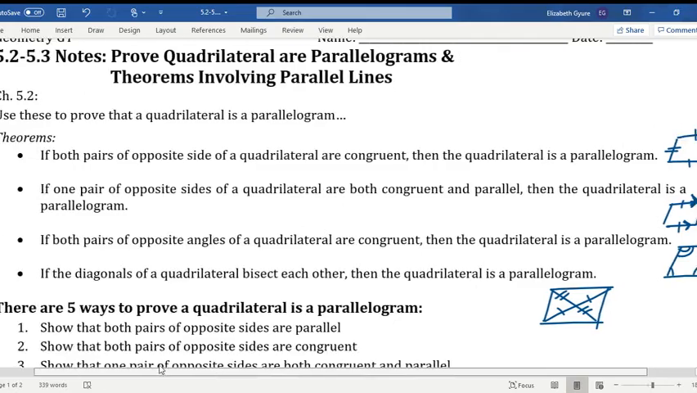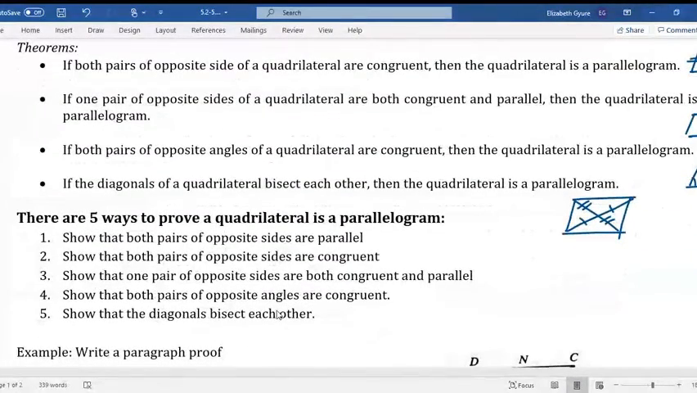Okay, so what I have here, just rephrasing that for you, are the 5 different ways to prove a quadrilateral is a parallelogram. Is just proving that one set of sides is parallel ever going to be enough?